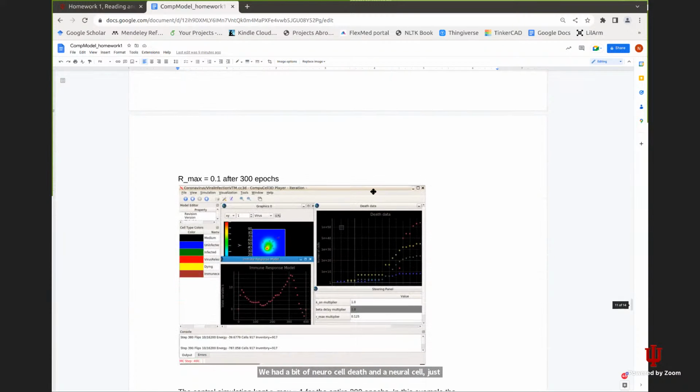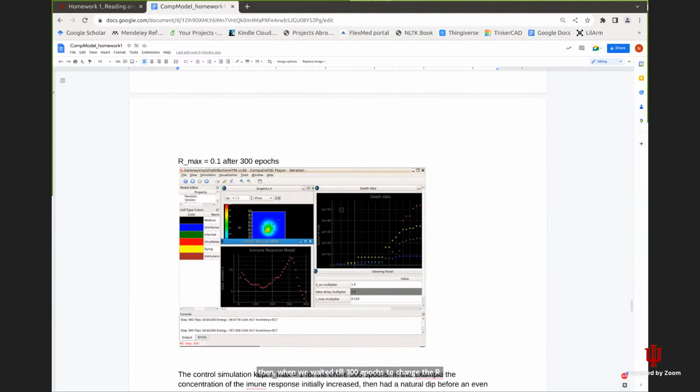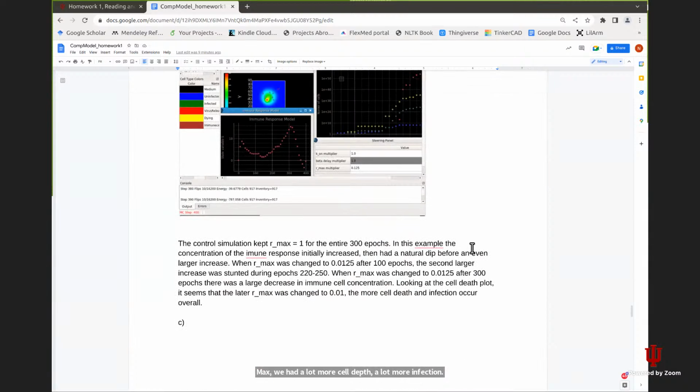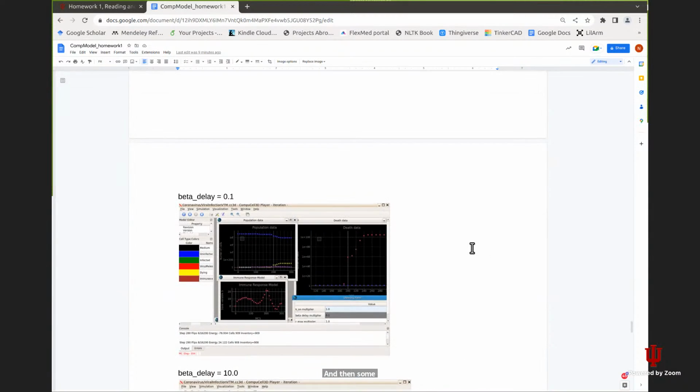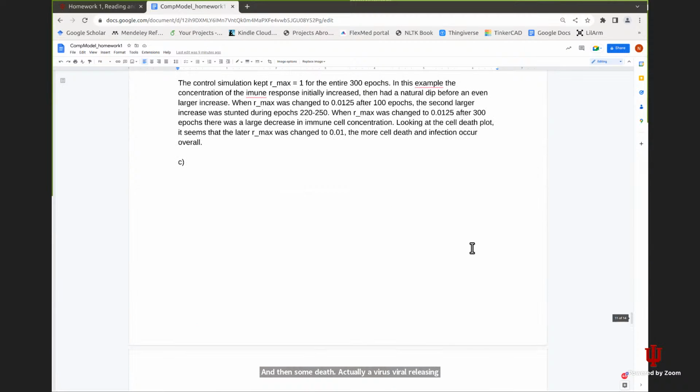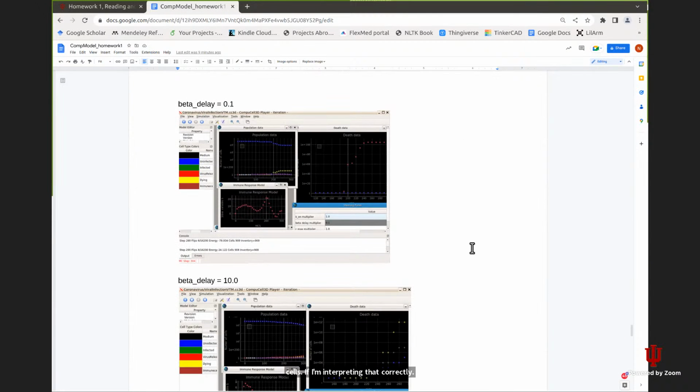And then when we waited till 300 epochs to change the Rmax, we had a lot more cell death, a lot more infection, and then some death actually of viral releasing cells, if I'm interpreting that correctly. And then for this third value, the beta delay, I believe it is beta decay. I may have put it incorrectly. Oh no, beta delay. Yes, so I had 0.1 versus 10.0.